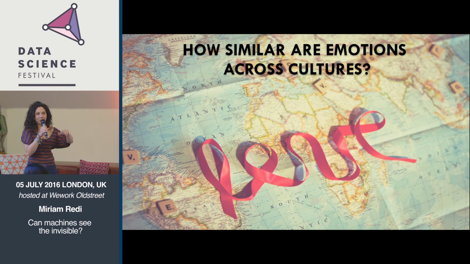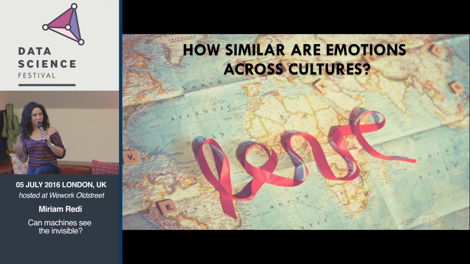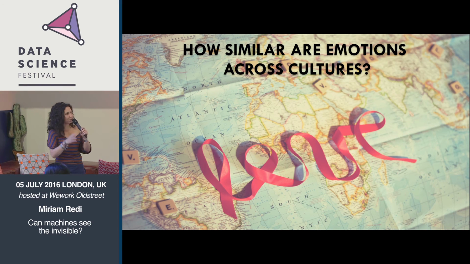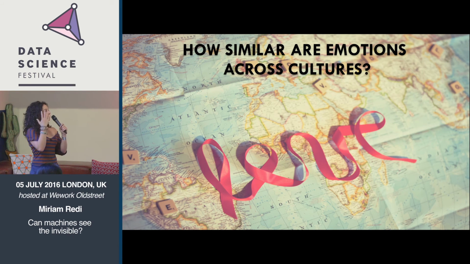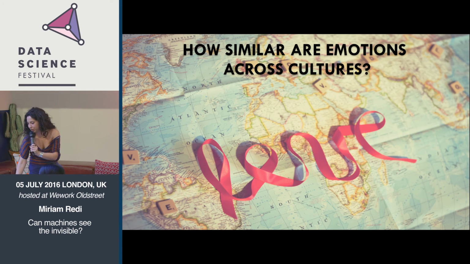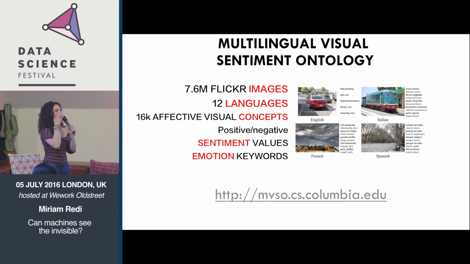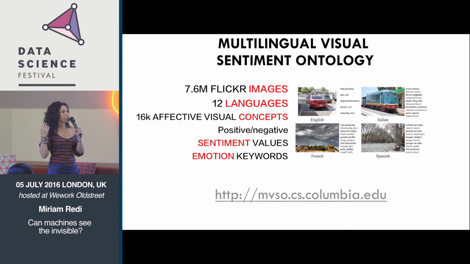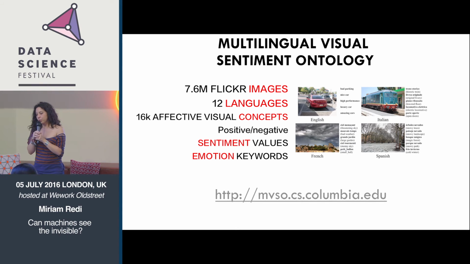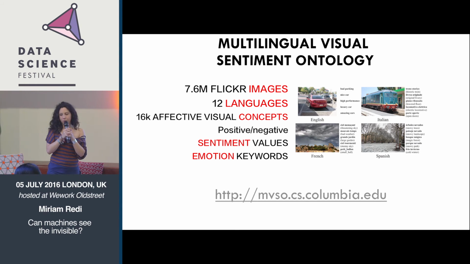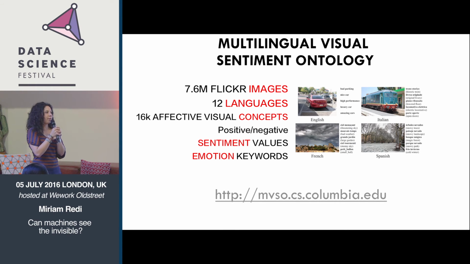We don't have the answer yet, so I won't provide you an answer, but I'm going to show you some of the experiments that we did towards the aim of answering this question. So obviously we want to perform a computational approach. The first thing is to get data, and so the first thing that we did was to collect a large data set that we call the multilingual visual sentiment ontology, and it's more than 7 million Flickr pictures. These pictures come from Flickr users of 12 different languages.